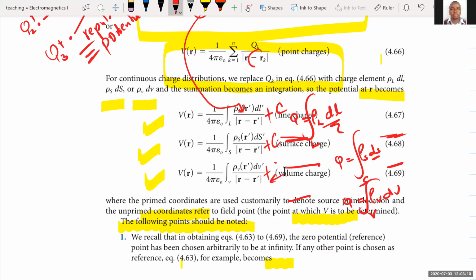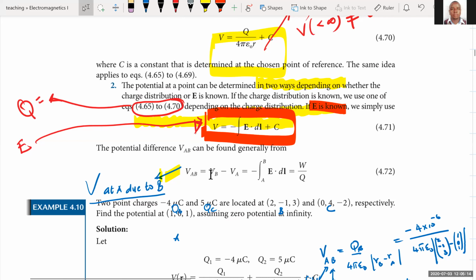The potential VAB can simply be found from equation 471. It is given by the integral of E from point A, point B, that is the source, to the point of observation. And it will simply be the work per unit charge as expressed by equation 472.